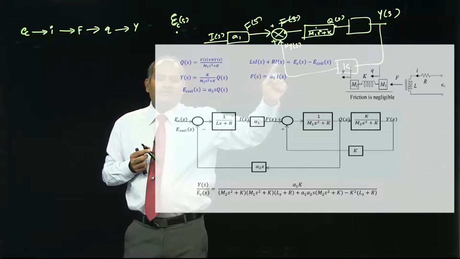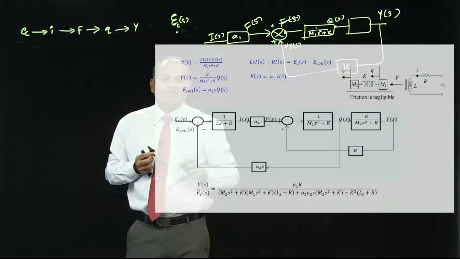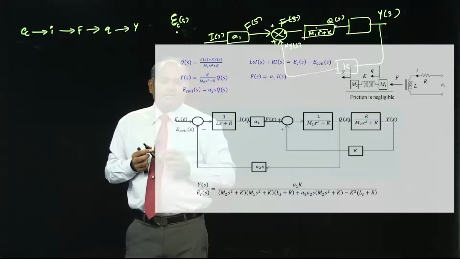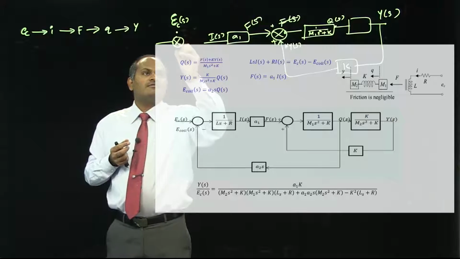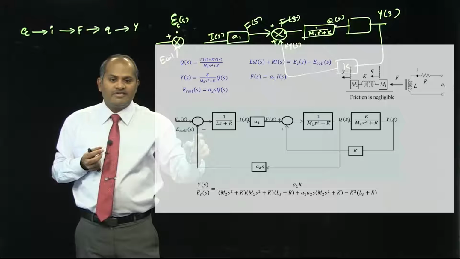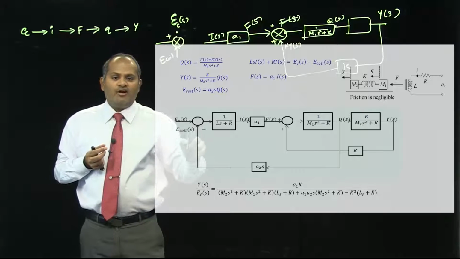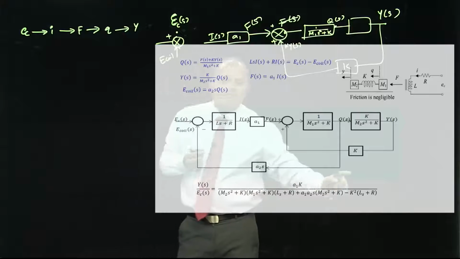Ls I of s R of s is EC minus E coil. You see, this is like input minus E coil. So then E coil is EC minus E coil. Then what is E coil? It is A2 into S into Q of S.